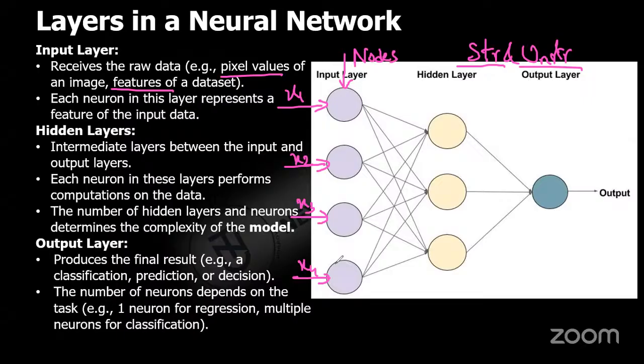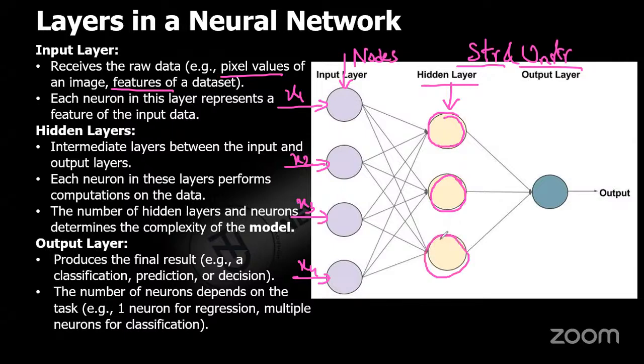I hope it is clear. Then, what do these hidden layers do? They're actually between the input layer and the output layer. See? They are between the input and output layer. And each neuron in these hidden layers, these are called neurons. Neuron 1, neuron 2, neuron 3.